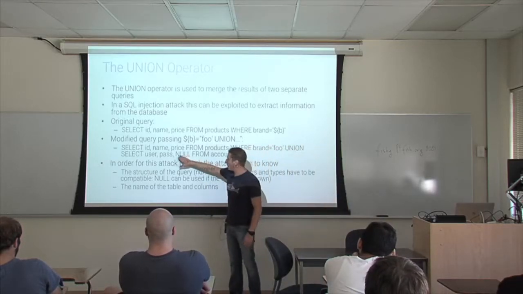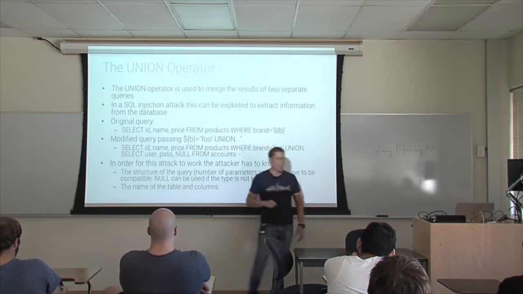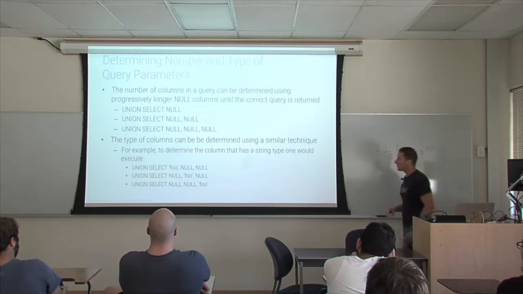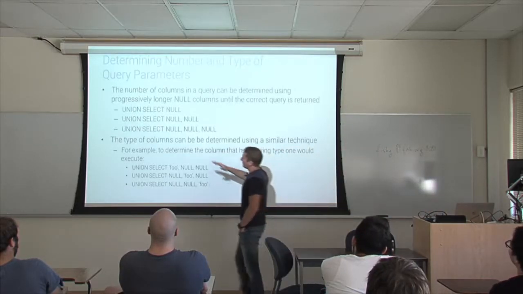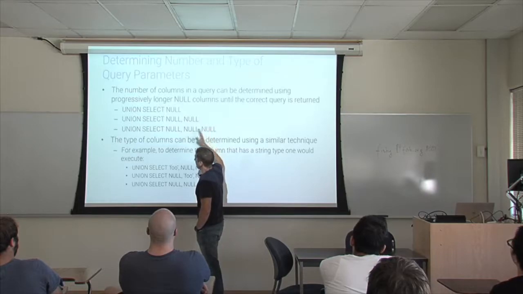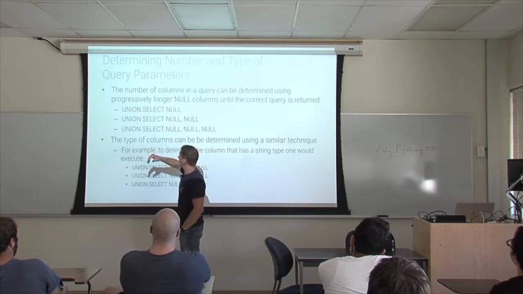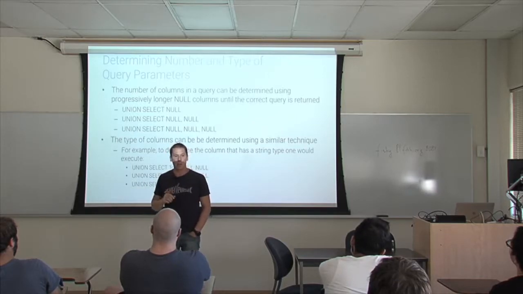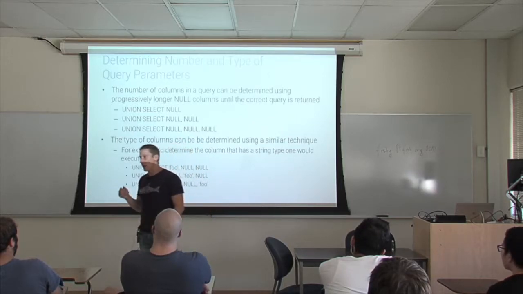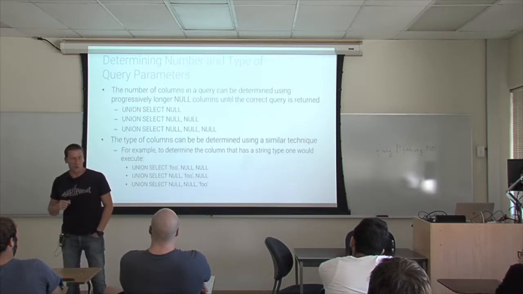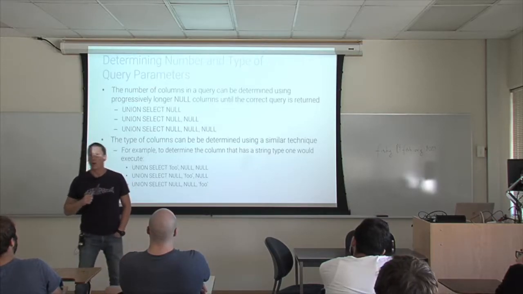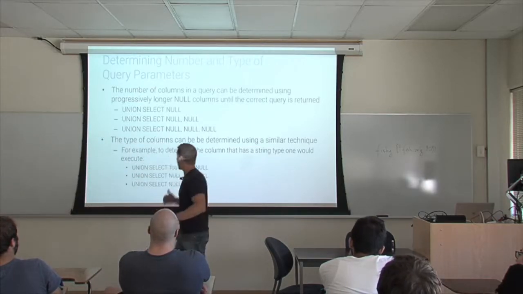And if you don't know, you could always use null, and as you will see, you can also find out the number of parameters using null. So you want to know the number of parameters, you don't have access to the query, you select null. You know, union select null and say error. Union select null, null, error. Union select null, null, null, and you get the query. It's like, okay, 3 parameters, okay? Because otherwise the query will fail.